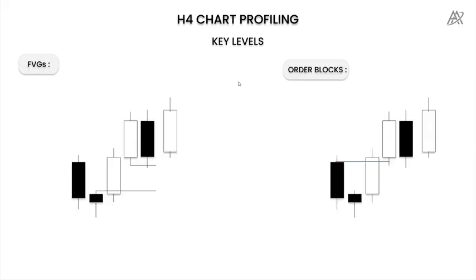Now we're going to talk about the key levels that we are going to use to frame that 4-hour profiling, right? So first of all is fair value gaps. We will use fair value gaps to frame that 4-hour profile, right?